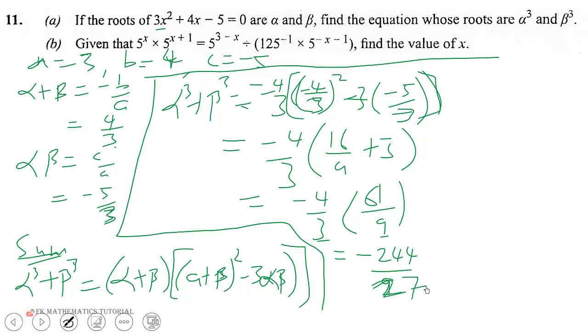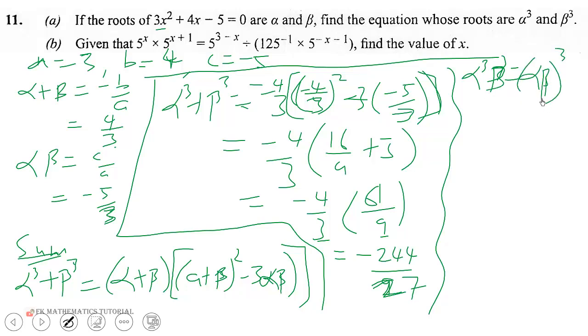Good. So we need to find the product of the new roots, which is alpha cubed beta cubed. So alpha cubed beta cubed will be equal to alpha beta cubed. So that will be equal to -5/3 cubed, and that will give us -125/27. The numbers are a bit big, but don't let them scare you. So this is the product of the new roots.